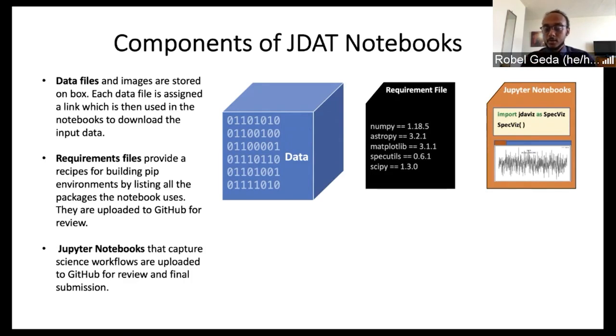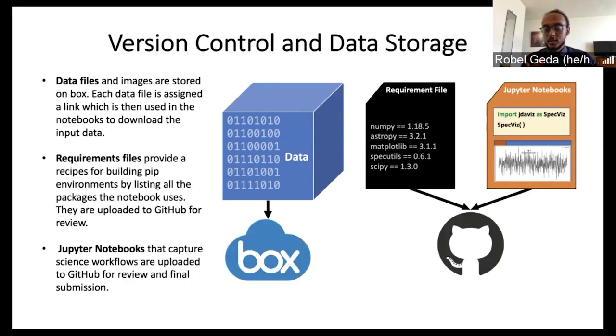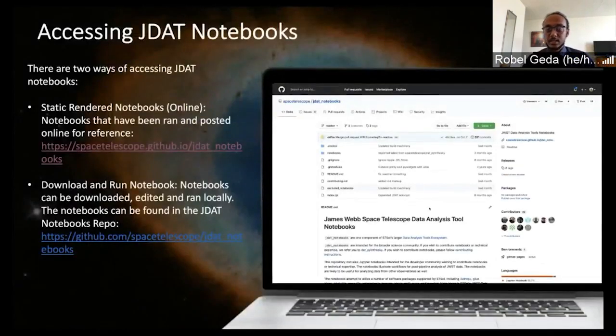So this is the notebook that's going to showcase the workflow, the scientific workflow. And each one of these components is uploaded to the cloud or GitHub. So the data is uploaded to SDSCI box, and anyone with a URL can actually download the data from anywhere. The requirements file and the Jupyter notebook are uploaded onto GitHub, where they are maintained and reviewed and so on, made available.